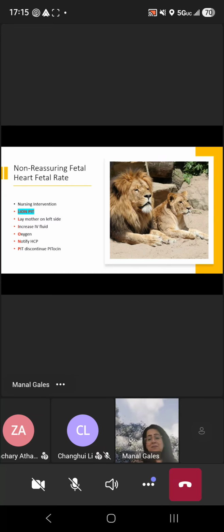This is a mnemonic. So what is Brody? On the road to recover, Brody is a road for reposition, O for oxygen, A for air, then the doctor, and then D for discontinue oxytocin.